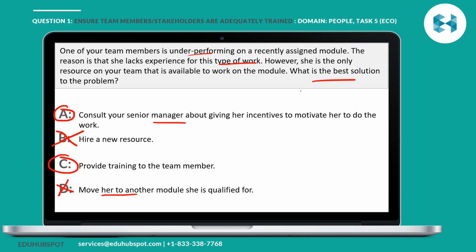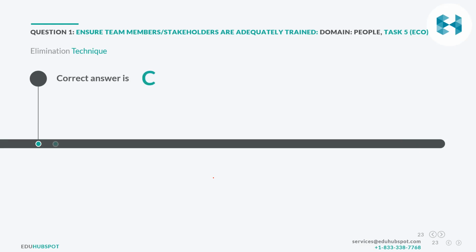Even if the question doesn't ask you what the first step is, automatically assume they are asking you what is the first step you will do. So you will not move the person to another module. So out of A and C, what is A? Consult your senior manager about giving her incentives to motivate her. First of all, as a project manager, make sure you are accountable. You are taking the decisions. Never give the decision to someone else. Option A is giving the decision to someone else, so I am out. C, provide training, that is my first step. So option C is the correct choice.